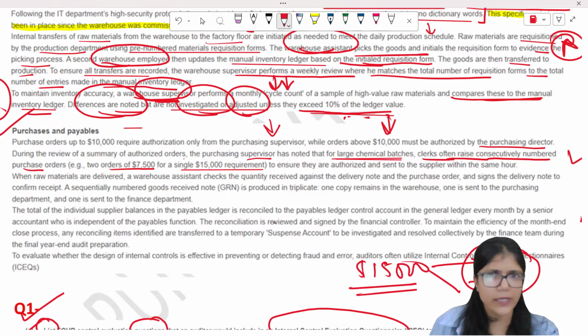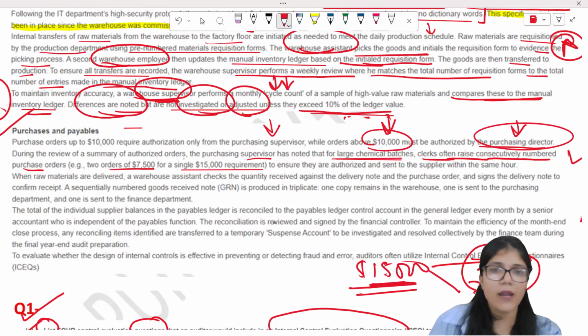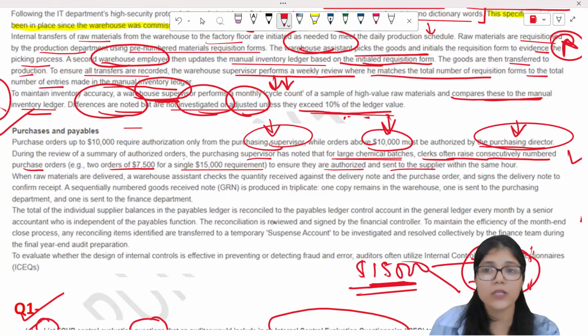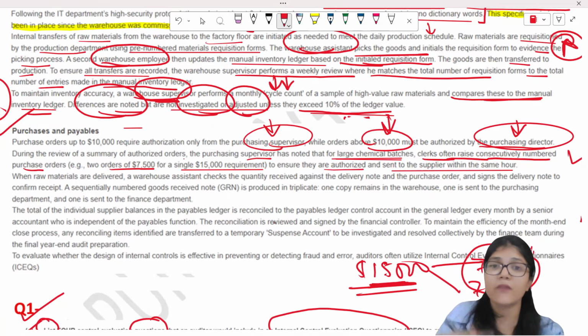Why are they bifurcating? Do they not want it evaluated by a purchase director? Because above 10,000, this amount should technically get evaluated by a purchase director, right? But if they break it up, it will be evaluated by the purchase supervisor, to ensure they're authorized and sent to the supplier within the same hour. Probably their explanation is that they want to get it faster.